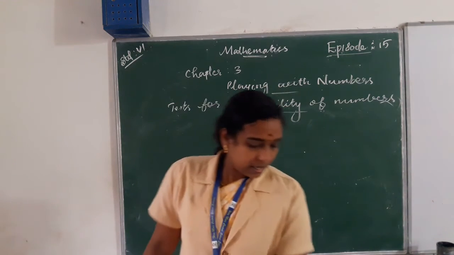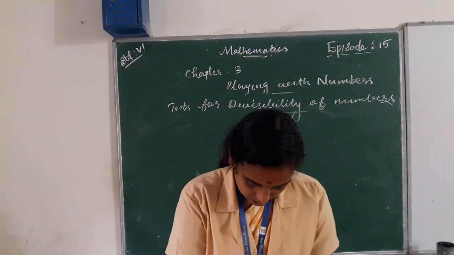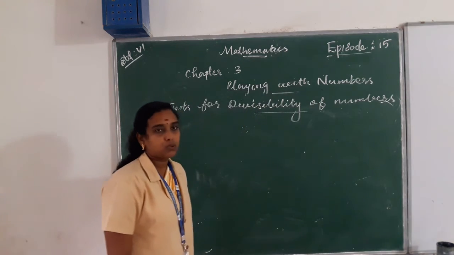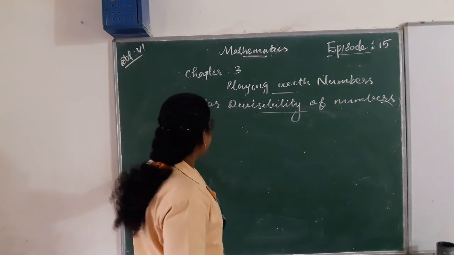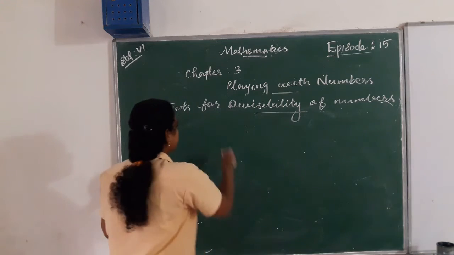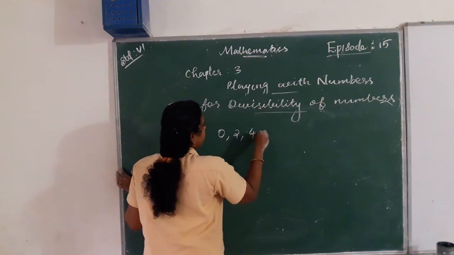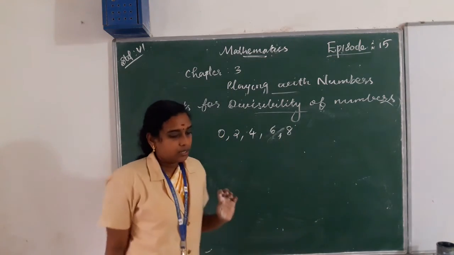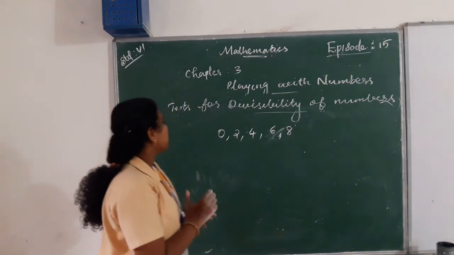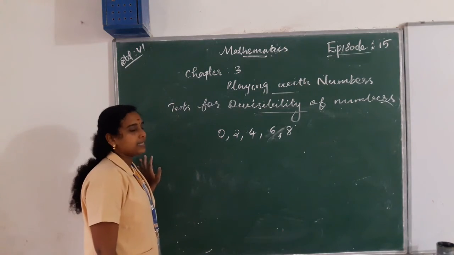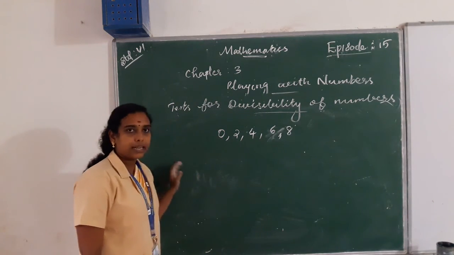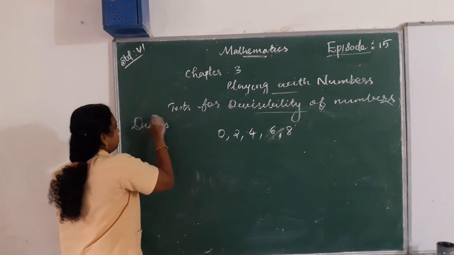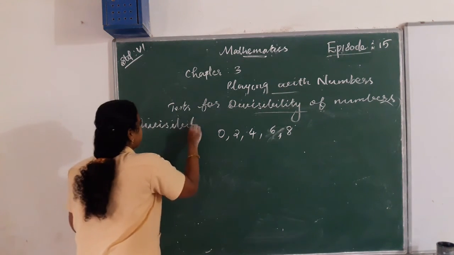And the next one is divisibility by 2. A number is divisible by 2 if the digit at the ones place is 0, 2, 4, 6 or 8. So a number having 0, 2, 4, 6, 8 in its units place is divisible by 2.